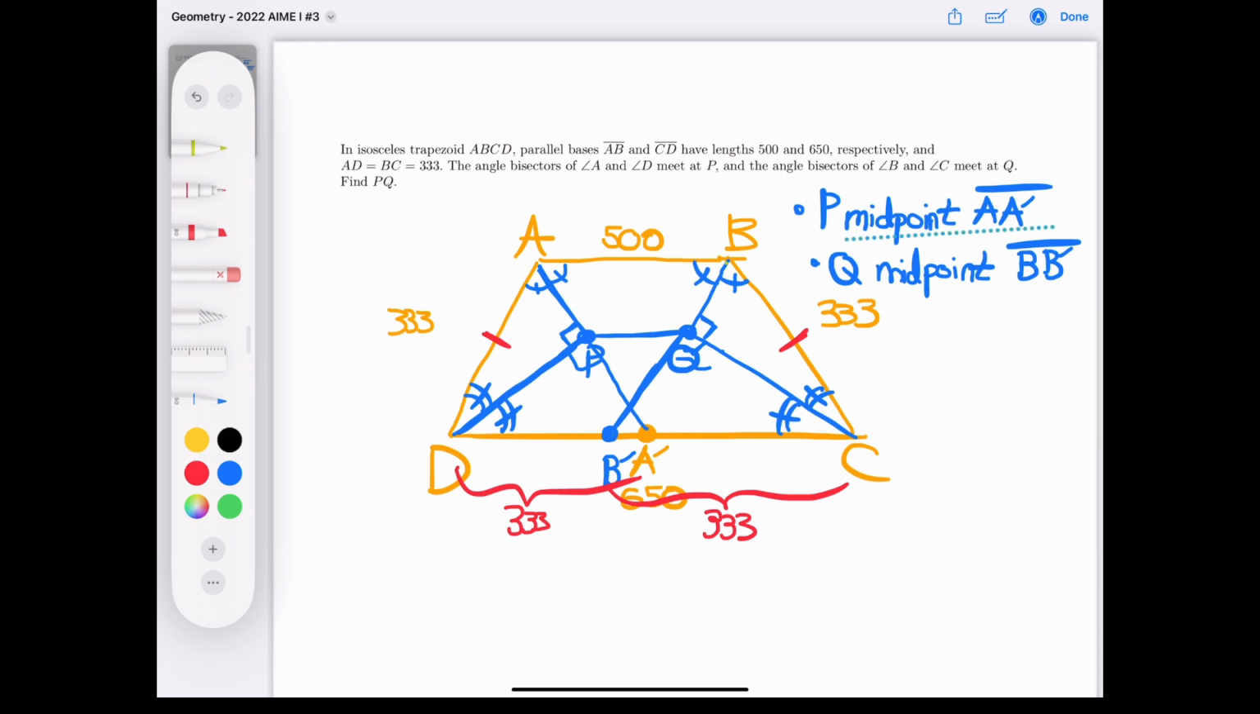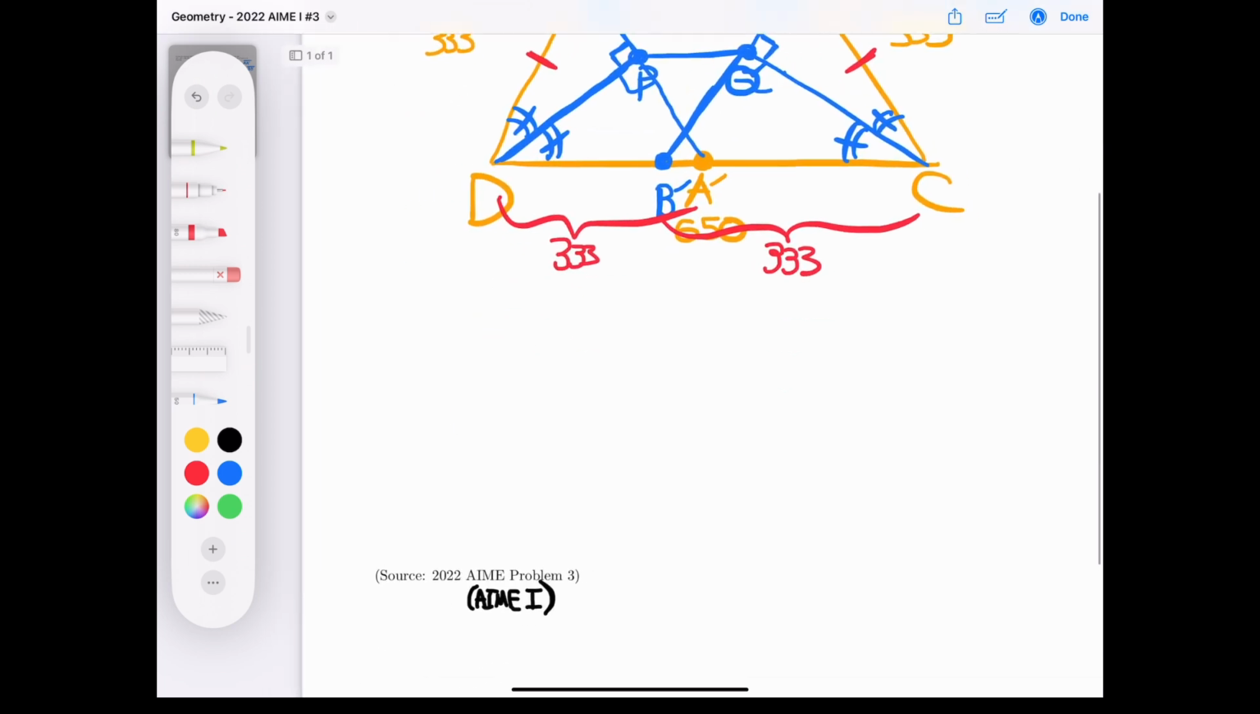So you could proceed in the same way as we did in the first solution, but I'll show you a slightly different way to compute the length of PQ given this setup. The first thing I'd like to comment on before proceeding any further is that we know that B prime must lie to the left of A prime in this construction, for this particular diagram.